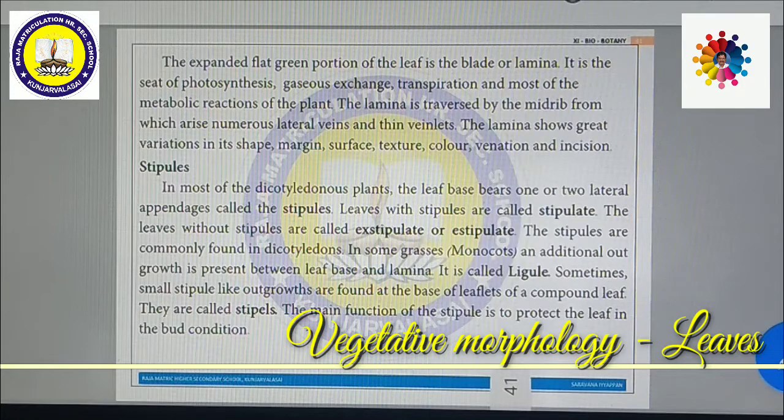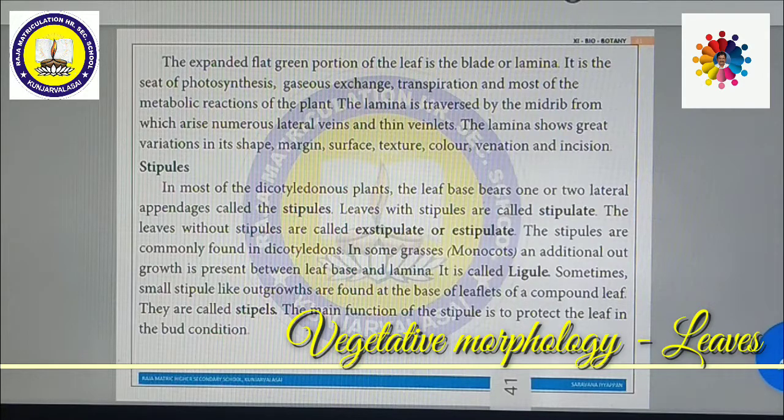Leaves with stipules are called stipulate. The leaves without stipules are called exstipulate or estipulate. The stipules are commonly found in dicotyledons. In some grasses, that is monocots, an additional outgrowth is present between the leaf base and lamina. It is called ligule.